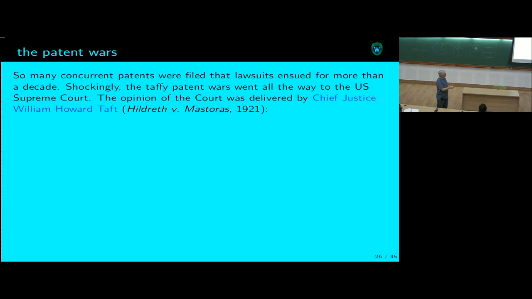And there's an opinion written by Chief Justice William Howard Taft, the same one who, I guess, was president before that, right? He was president before 1921, in the decision Hildreth v. Mastoris, 1921.